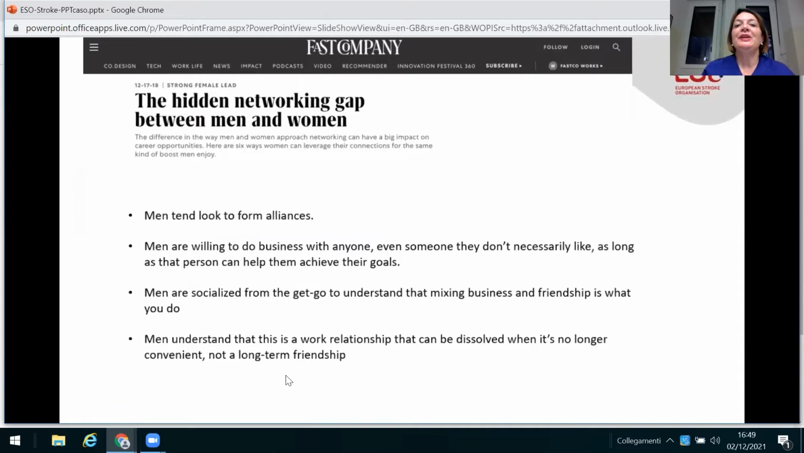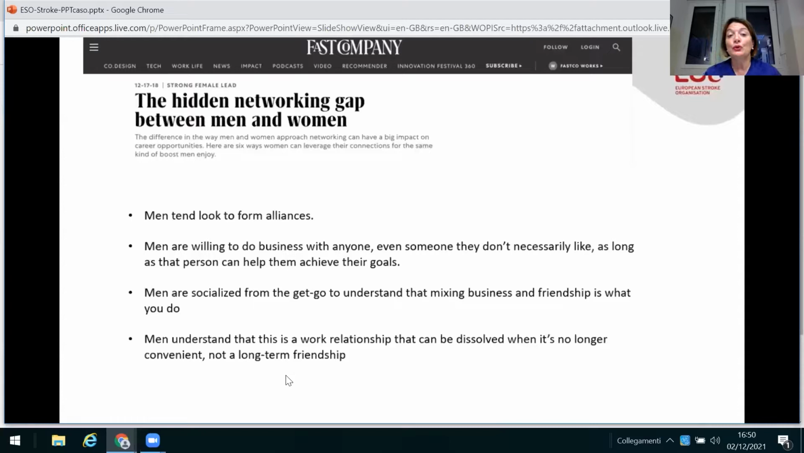So this is what we say. Men tend to form alliances, and this is what we learned from business, they're willing to do business with anyone. Even if it's not so important if they like them, as long as this person can help them to achieve their goal. So from a male point of view, people tend to be much more pragmatic. And as I said already, men are socialized from the get-go to mix business and friendship in what they do.